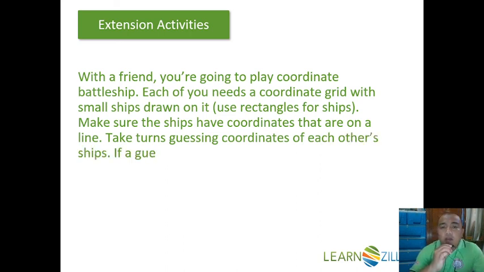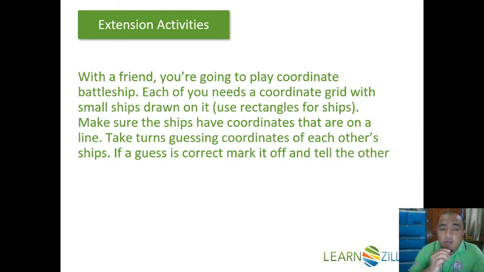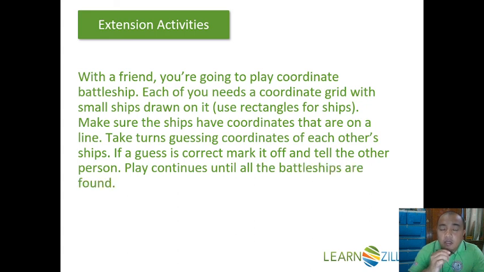With a friend, you're going to play coordinate battleship. Each of you needs a coordinate grid with small ships drawn on it. Use rectangles for ships. Make sure the ships have coordinates that are on a line. Take turns guessing coordinates of each other's ships. If a guess is correct, mark it off and tell the other person. Play continues until all the battleships are found. So you can screenshot this part.